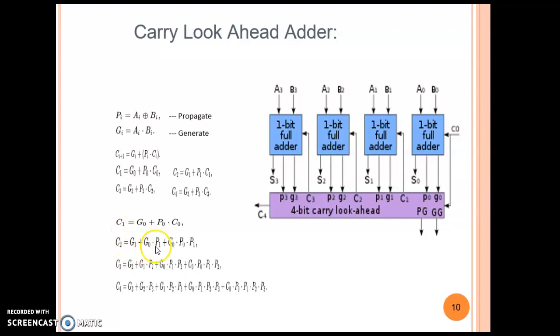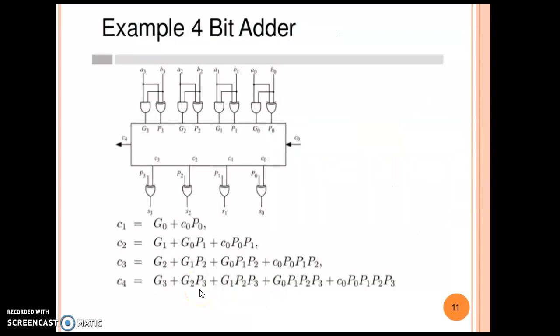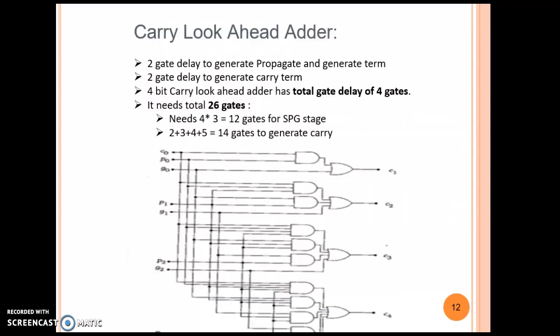It is calculated with the help of the propagate and the generate terms present and the C0 term, which is an input carry. But we have seen that if C1, C2, C3, C4, you can see the number of stages are increasing, the number of terms are increasing, all terms are increasing. So we have seen the delay. The delay part is very important for carry look ahead adder.